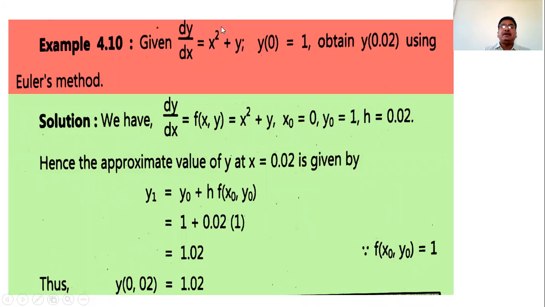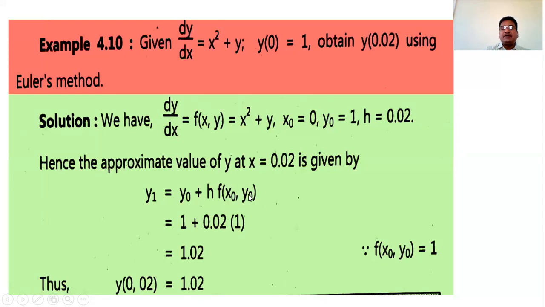Next problem: dy/dx is x square plus y, which means f(x,y) is x square plus y. y0 is 1, which means y0 is 1 and x0 is 0. Find y at 0.02, that is, take h as 0.02, and the value at 0 is given. I have to find the value at 0.02, so we get this answer: y1 is y0 plus h f(x0, y0). Substitute the values, we get the answer 1.02.